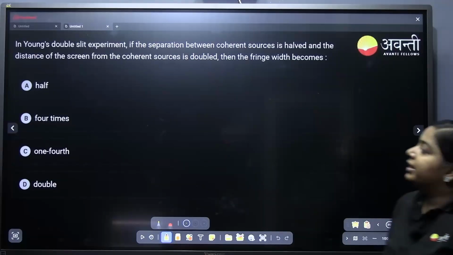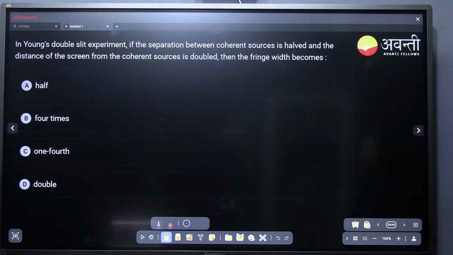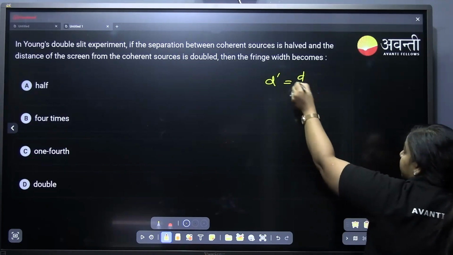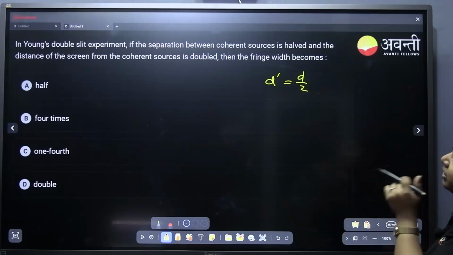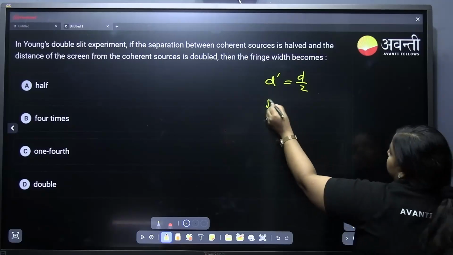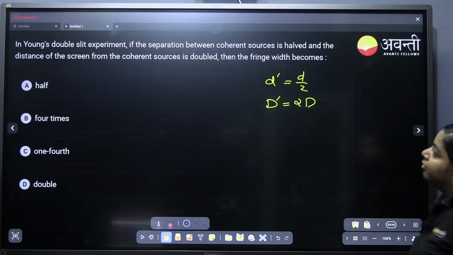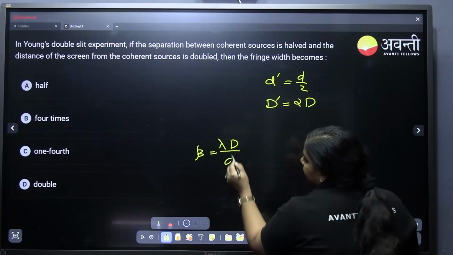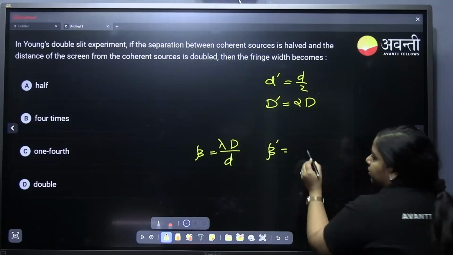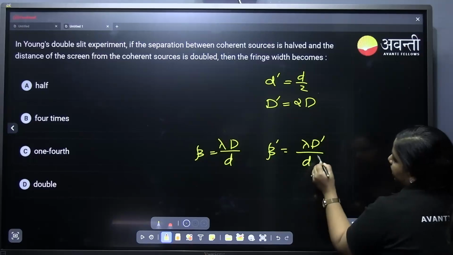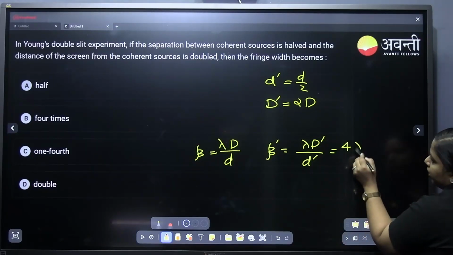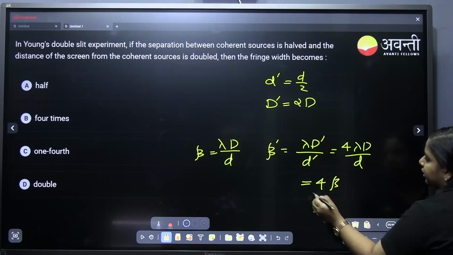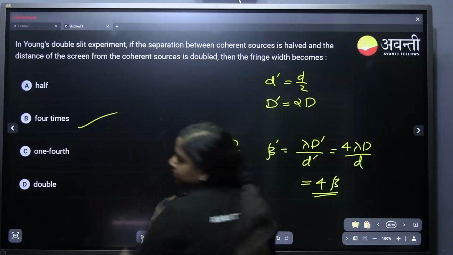Next is, in Young's double slit experiment, if the separation between the coherent sources is halved, which means d is becoming d by 2, and the distance of the screen from the coherent sources is doubled, so D is doubling, then the fringe width becomes? The fringe width equation is beta equal to lambda D by d. So the new fringe width beta dash will be equal to lambda D dash by d dash, that is equal to 4 lambda D by d. When you substitute, this is equal to 4 beta, so it is increasing 4 times.